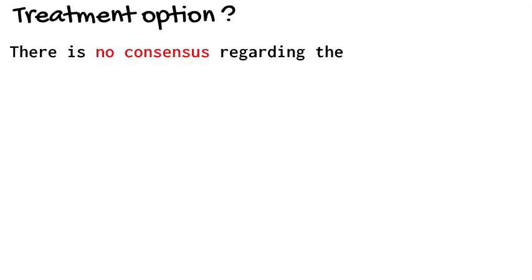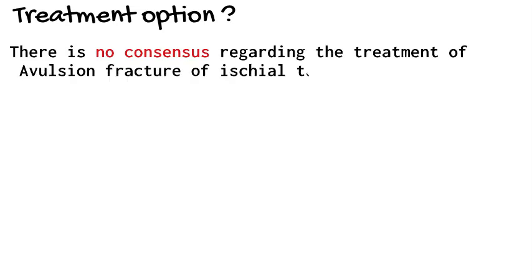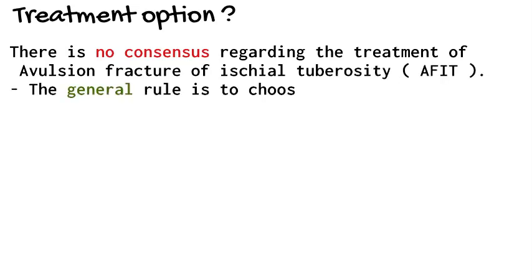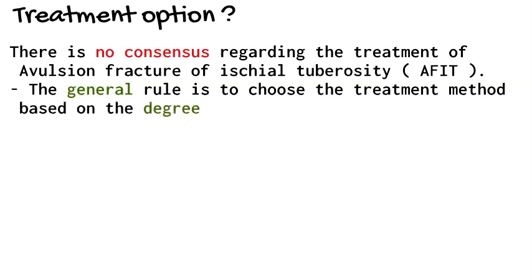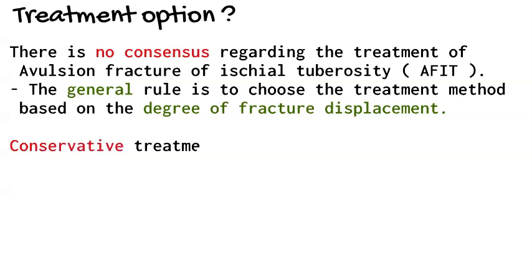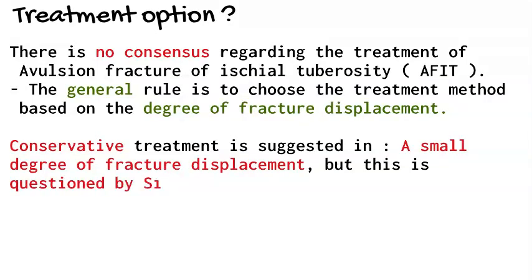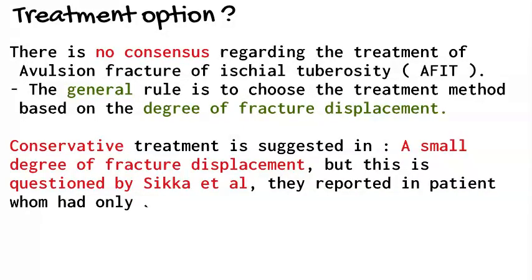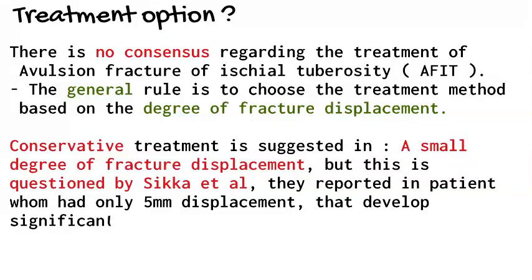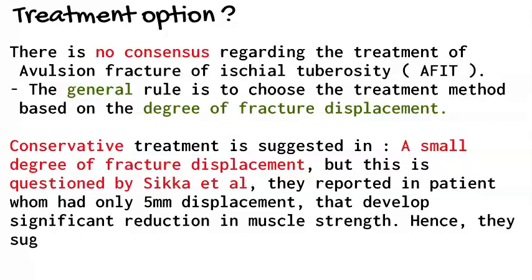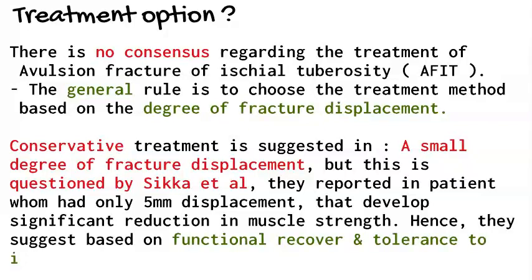What are the treatment options? There is no consensus regarding the treatment of avulsion fracture of the ischial tuberosity. The general rule is to choose the treatment method based on the degree of fracture displacement. Conservative treatment is suggested for a small degree of fracture displacement, but this is questioned by Sika et al. They reported patients who had only 5 mm displacement, and you can see via CT scan that they developed significant reduction in muscle strength. Hence, they suggest deciding based on functional recovery and tolerance to injury.